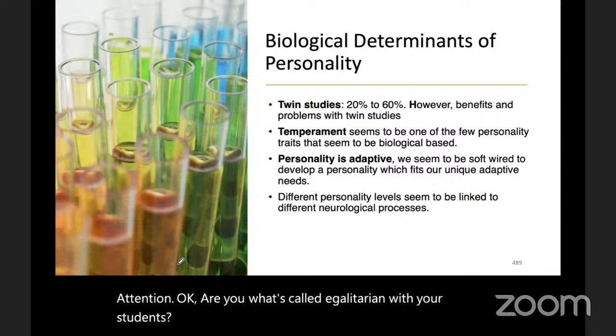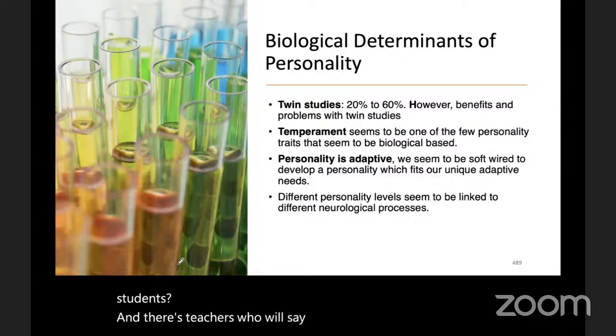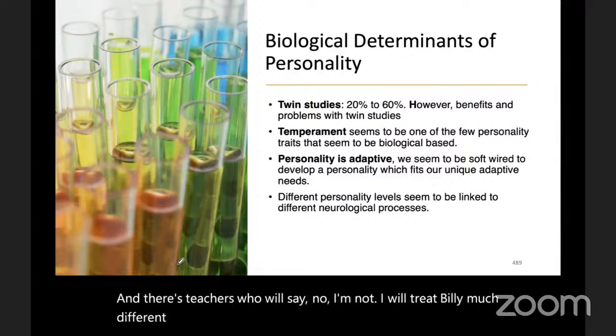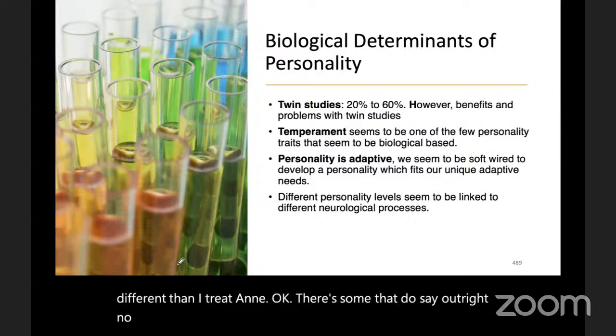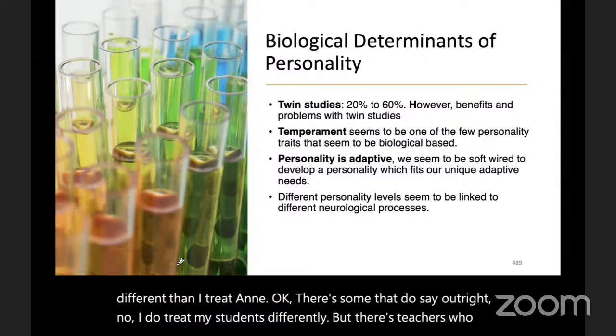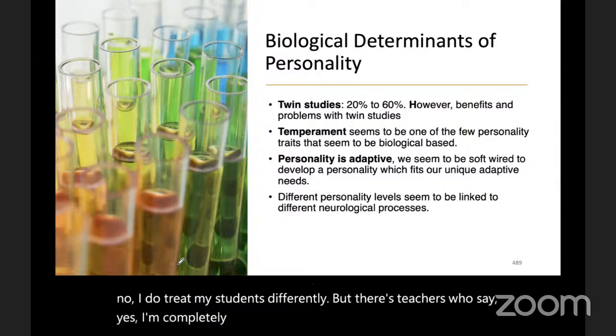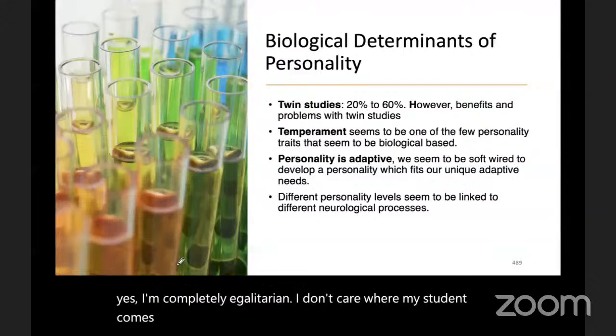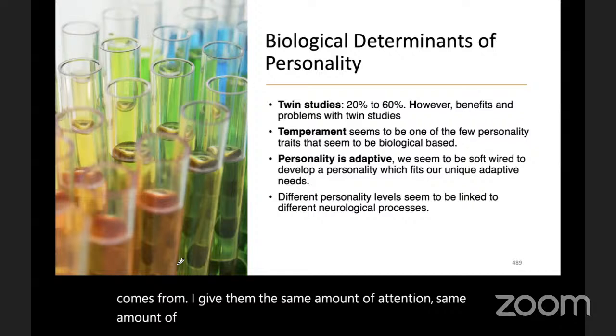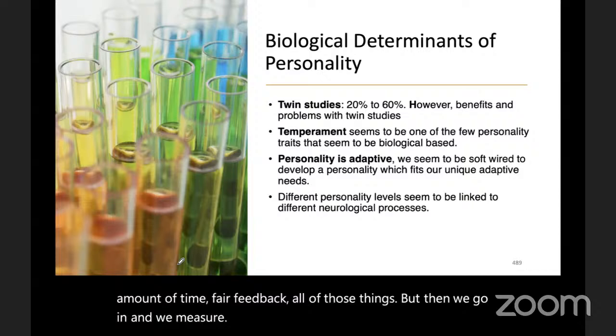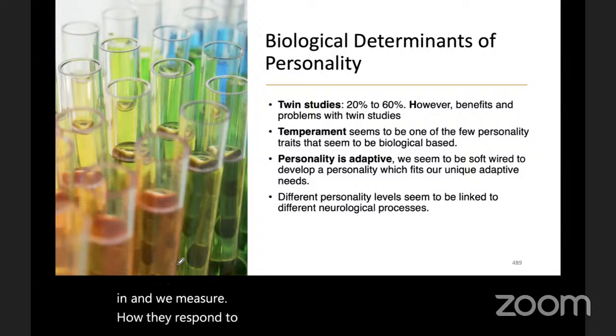And there's teachers who will say, no, I'm not. I will treat Billy much different than I treat Anne. Okay. There's some that do say outright, no, I do treat my students differently. But there's teachers who say, yes, I'm completely egalitarian. I don't care where my student comes from. I give them the same amount of attention, same amount of time, fair feedback, all of those things. But then we go in and we measure how they respond to different children.